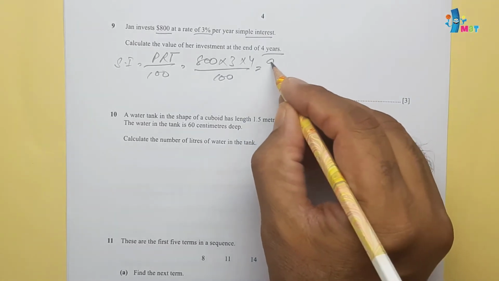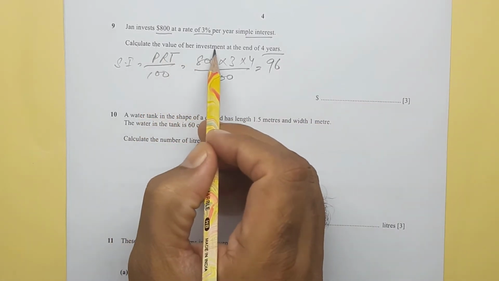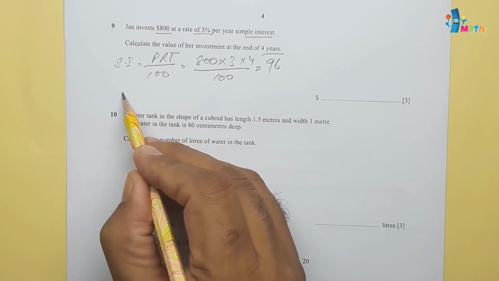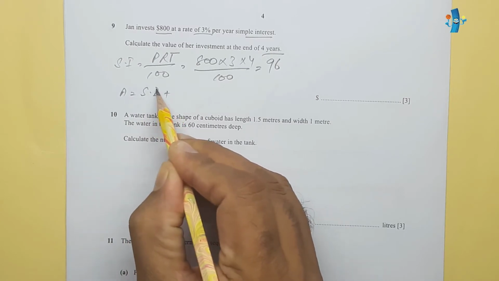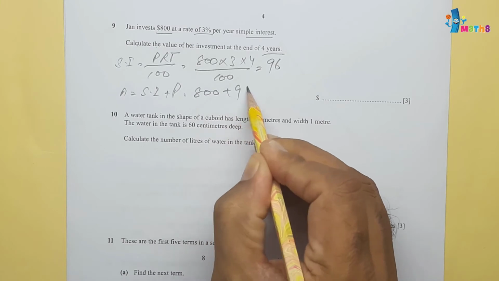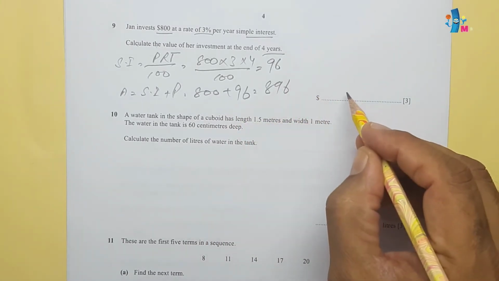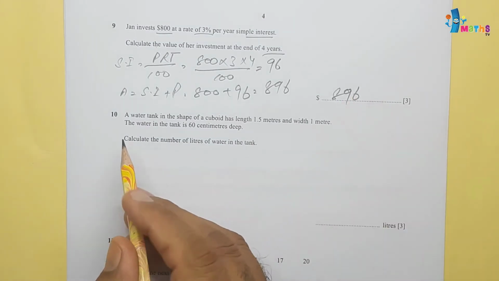So the interest will be 96, but they are asking to calculate the value of her investment. So the value of investment, the amount, will be equal to simple interest plus the principal amount. So this will be equal to 800 plus 96, which is equal to 896. So we can write the answer $896 over here.